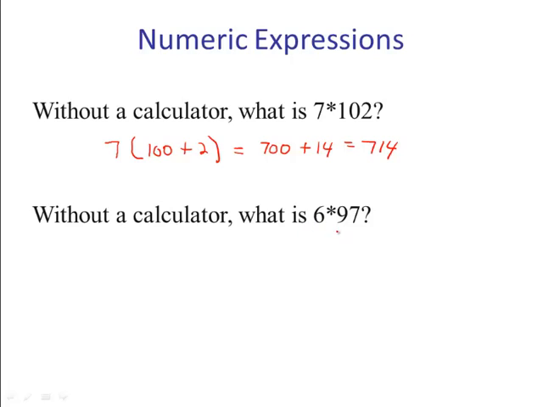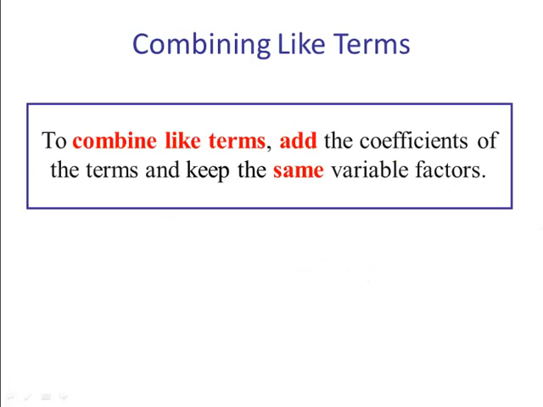Now if we're asked to do this problem, 6 times 97, well, that's equivalent to saying 6 times 100 minus 3, because 97 is the same thing as 100 minus 3. Then we distribute the 6 over 100, which is 600, minus 6 times 3, which is 18. So this is equivalent to 582.